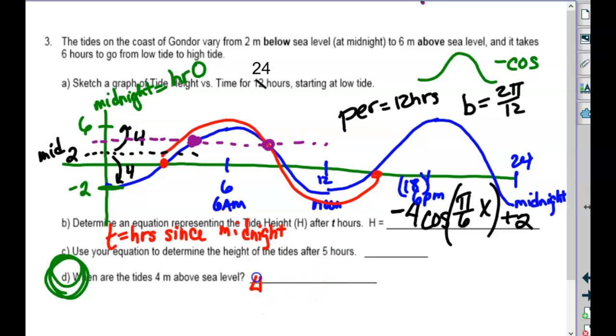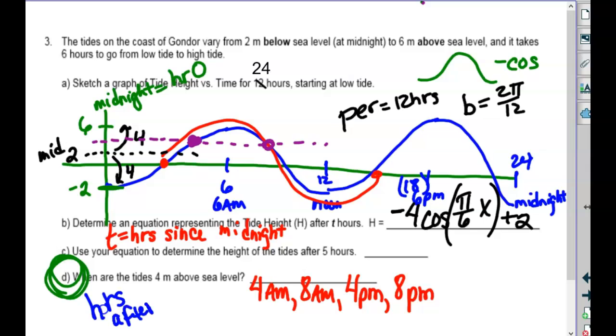So what did we decide? Is that us? Oh, he's got to leave early. That's why I'm confused. 4 a.m. You can take your stuff, yeah. What was it? 16, 8 a.m. 16 minus 12 would be 4 p.m. And 20 minus 12 would be 8 p.m. Which was actually hours after midnight. We're at 4, 8, 16, and 20, if anybody put that down.